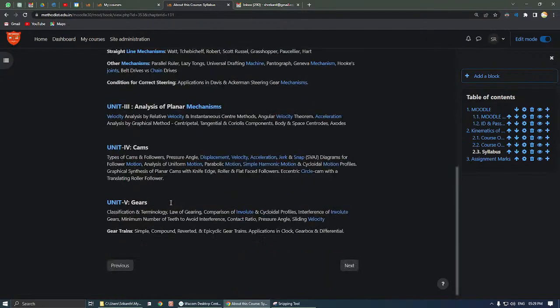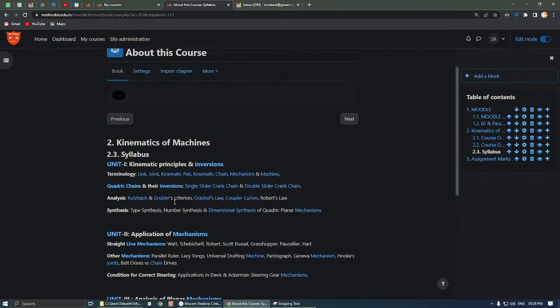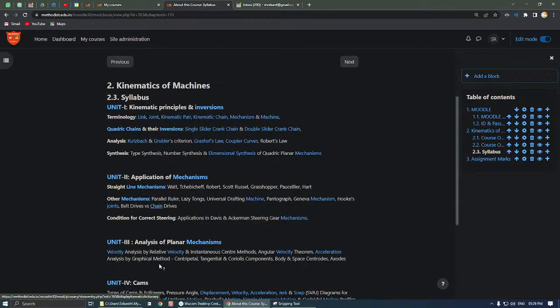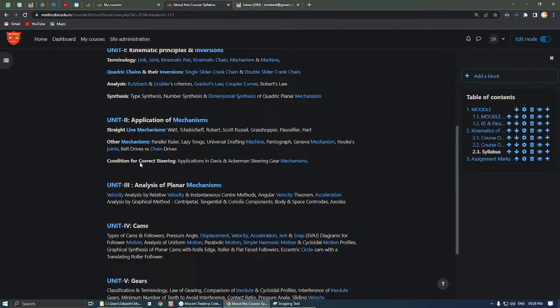This is, of course, the complete syllabus, which is divided into 5 units. You can see each unit is subdivided into other subtopics, you could say, grouped based on similarity on the topics that we're dealing with in that particular course.